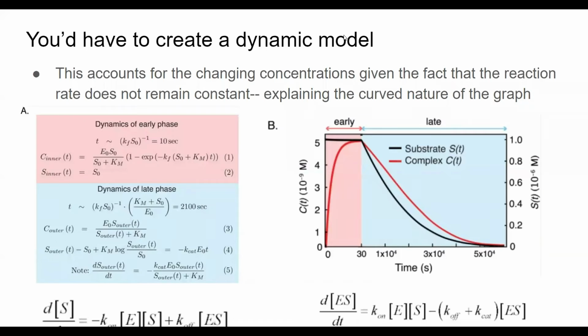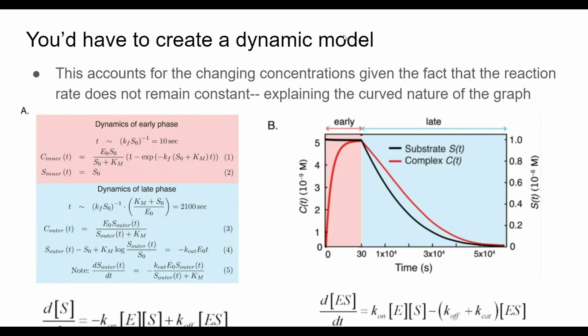We'd have to create a dynamic model. First and foremost, S inner represents the amount of substrate at a given time towards the beginning of the reaction, while S outer represents the amount of substrate at a given time towards the later part of the reaction. They would have to make different assumptions and rescale the units of the variables, but you can sort of see the echo of the Michaelis Menten model when the derivative of this new model is taken.